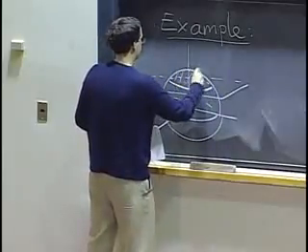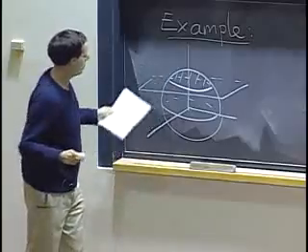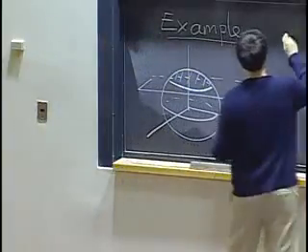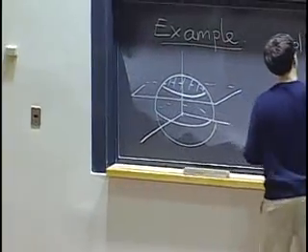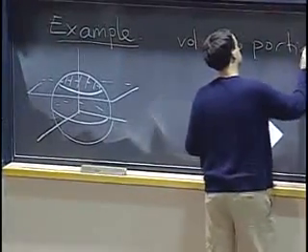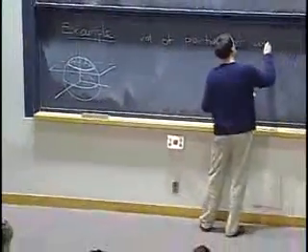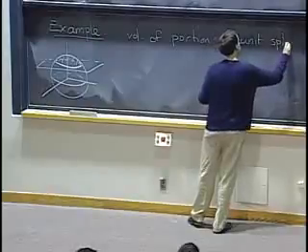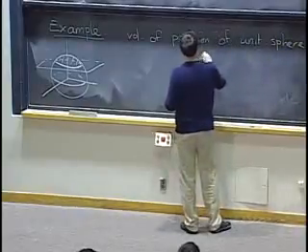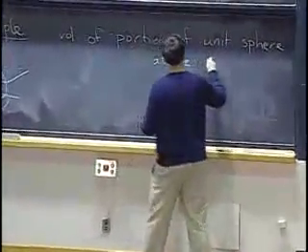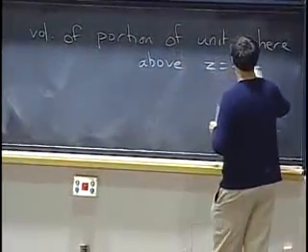So I'm going to try to find the volume of a portion of the unit sphere that lies above the horizontal plane z equals 1 over root 2.